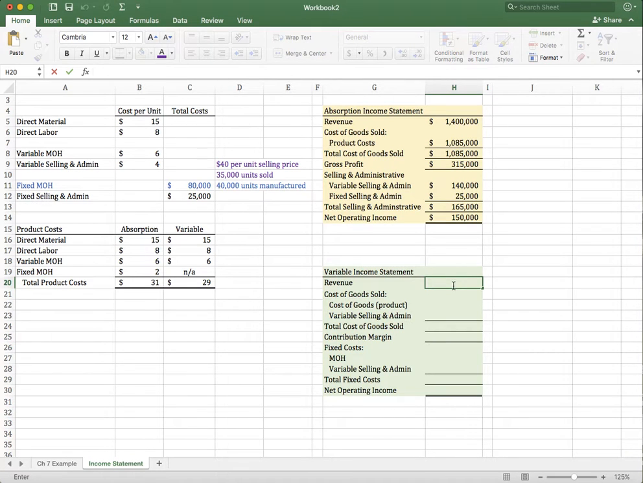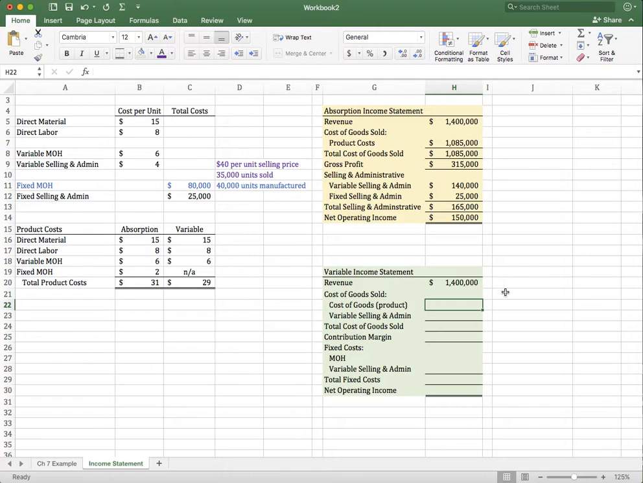So let's begin work on it. The revenue, again, is the units sold multiplied by the selling price per unit. So we have 35,000 multiplied by $40 per unit. And I forgot to put, there we go, I've got the formula right now. You'll notice that revenue for both the absorption and the variable method is exactly the same: units sold multiplied by selling price.